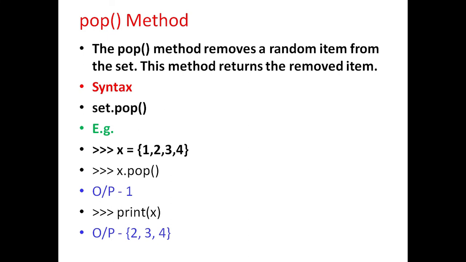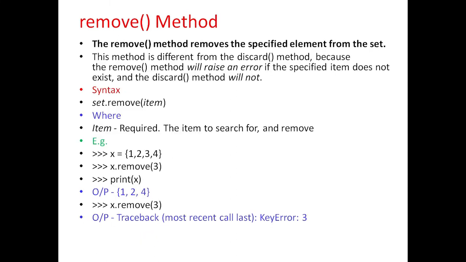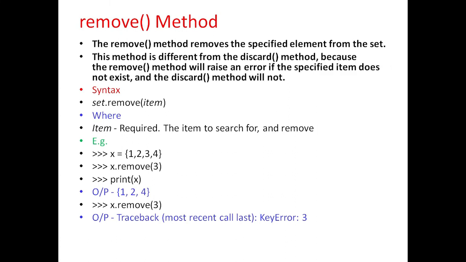For example, if set x is defined with elements 1, 2, 3, 4 and if we use x.pop(), the output will be 1, since it removes one element from the set, and when we print x, it will give the output 2, 3, 4. Next is remove. The remove method removes the specified element from the set. This method is different from the discard method because the remove method will raise an error if the specified item does not exist, and the discard method will not raise an error.